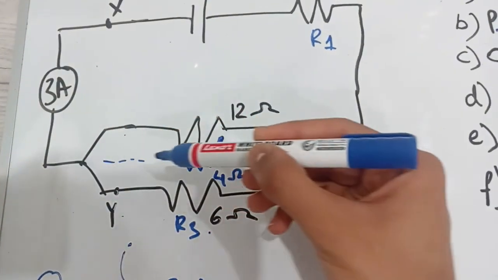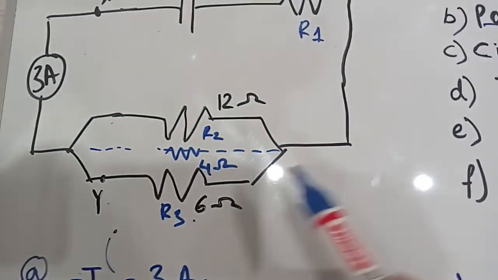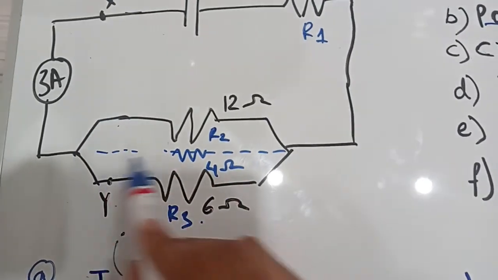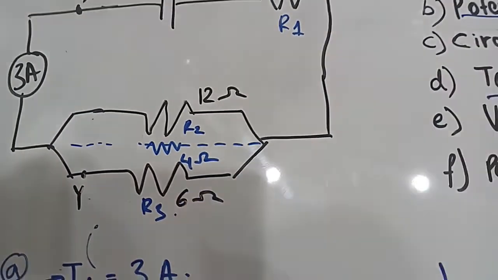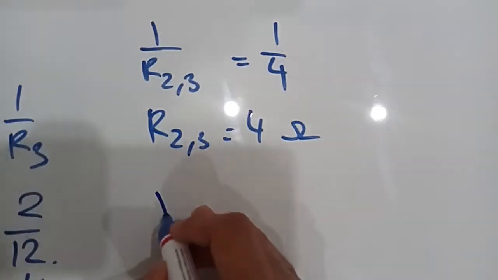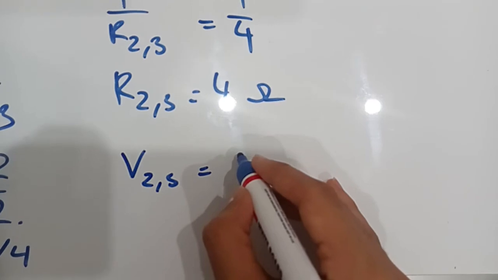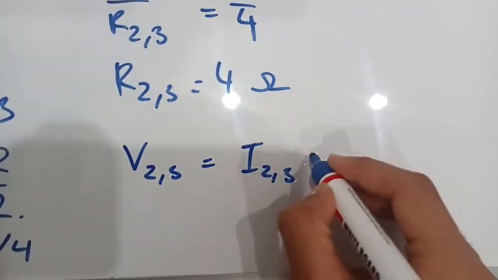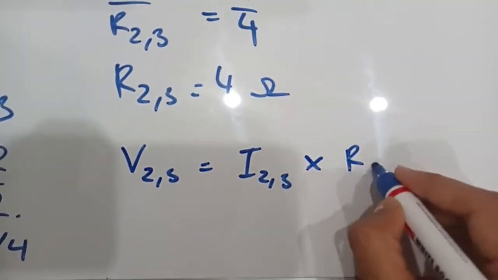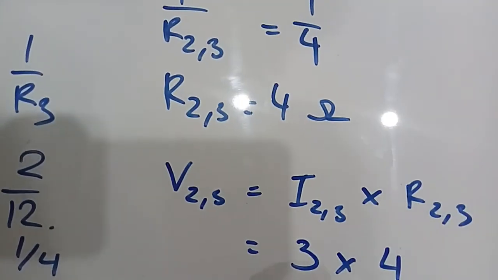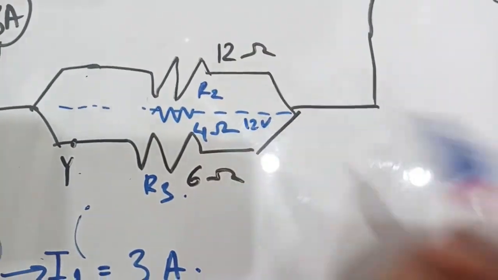Now, imagine these two resistors are gone and this is all I have. 3 amps just goes through, right? So you have 3 amps going through a 4 ohm resistor. So what's your voltage? Well, your voltage for 2 and 3, imagine that they're a combined resistor, is their current multiplied by their resistance. Now we know their current, 3 amps, that's what the ammeter is telling us. So we multiply the 3 by the 4 ohms, which is 12 volts.